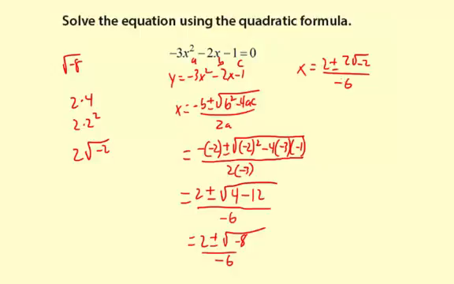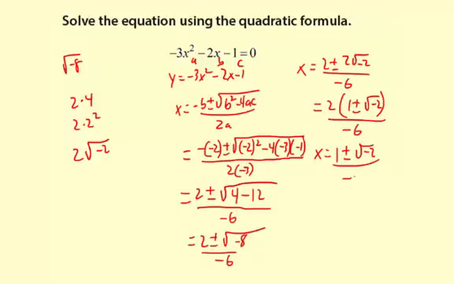Now there's a 2 in common here, so I'm going to rewrite that as 2 times 1 plus or minus, it's just going to be 1 square root of negative 2, or simply square root of negative 2, all over negative 6. So now I can simplify by the 2. I'm going to get 1 plus or minus square root of negative 2 all over negative 3.